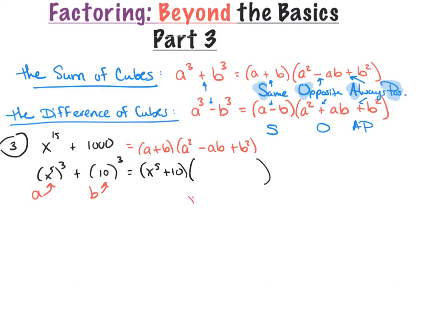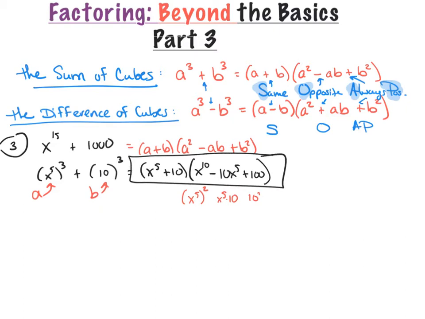Okay, a little bit of work here. x to the 5th squared. Remember, multiply the exponents, so x to the 10, minus x to the 5 times 10 is 10x to the 5, plus 10 squared, which is 100. Cool. Okay, let's do another one.